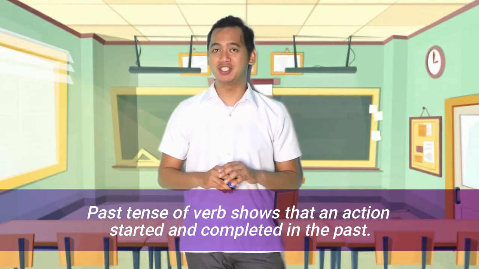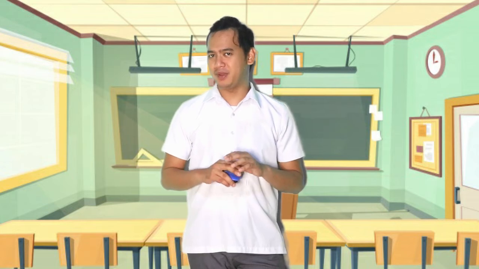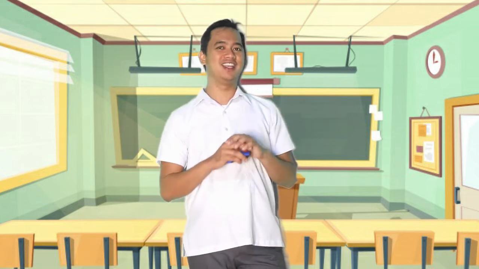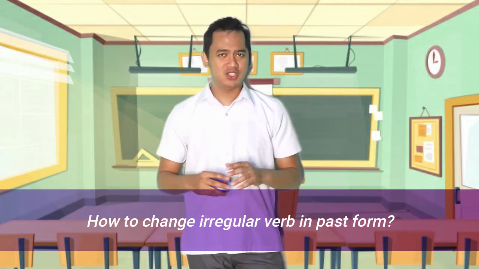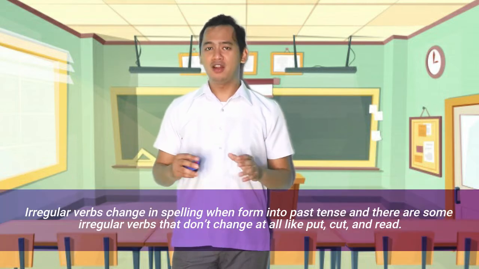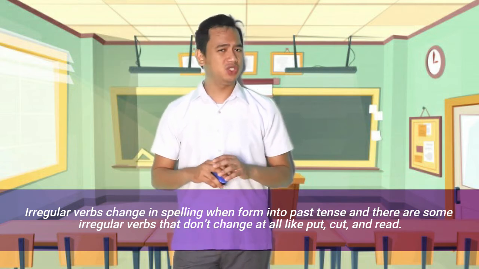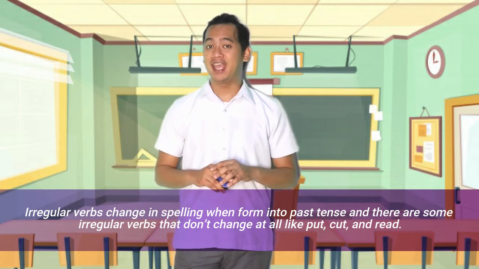Good! Yesterday, we enhanced your grammar with regards to the correct usage of past tense in varied contexts. The past tense of a verb shows that an action started and completed in the past. The rules of forming the past tense of regular and irregular verbs were also discussed yesterday, right? Aye, aye, Captain! Which verb follows a pattern when formed in the past tense? Very good! It's the regular verb. How do you change the irregular verb into a past form? Excellent! Irregular verbs change in spelling when formed into past tense. And there are some irregular verbs that don't change at all, like put, cut, and read.